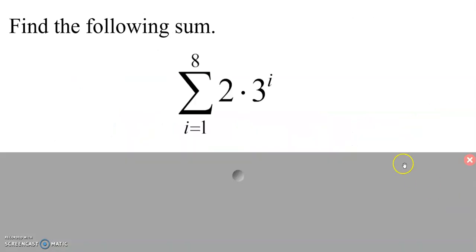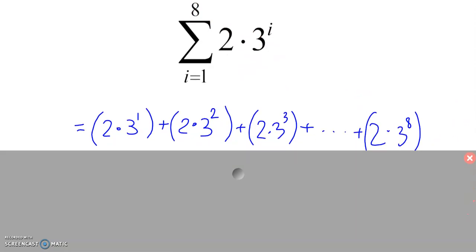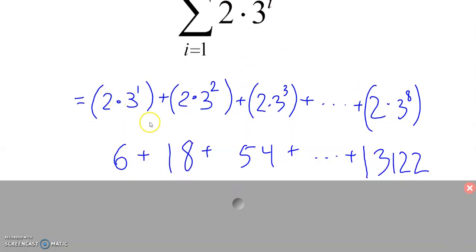All right. Next, find the following sum. Now you'll notice this is our summation notation. So I'm going to write out the terms. I'm finding terms 1 through 8 and adding them together. So I plug in a 1 to get the first term. I plug in a 2 to get the second. I plug in a 3 to get the third, and so on all the way until the last term here, the 8th term, which is 2 times 3 to the 8th power. So this is 6, this is 18, this is 54, and that last term is 13,122.